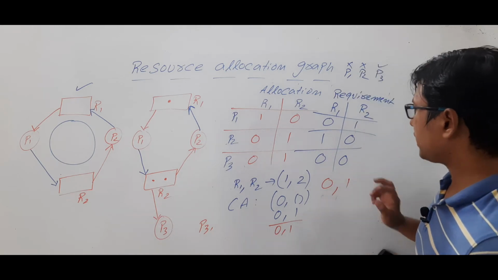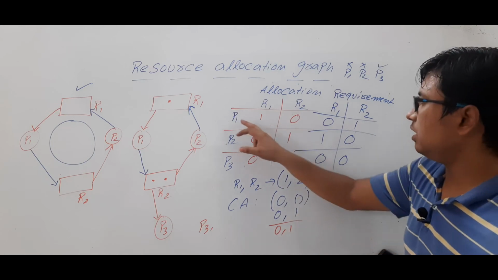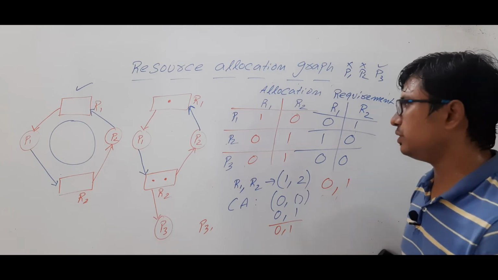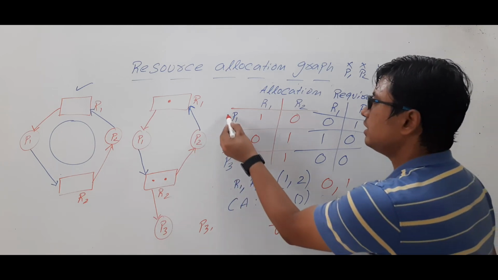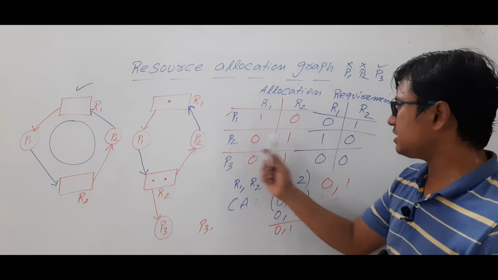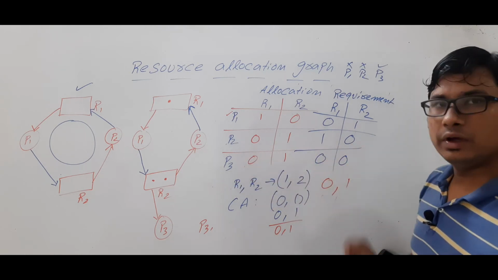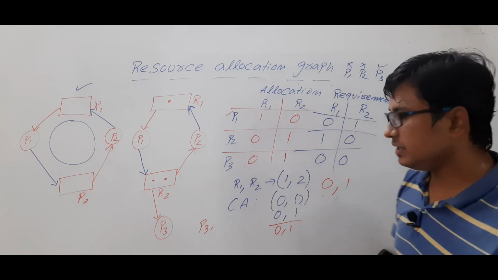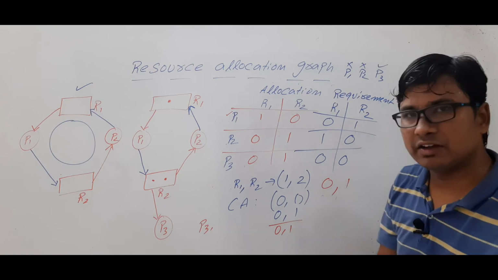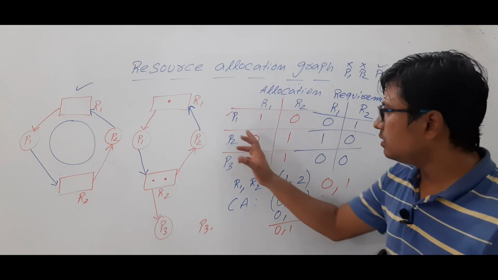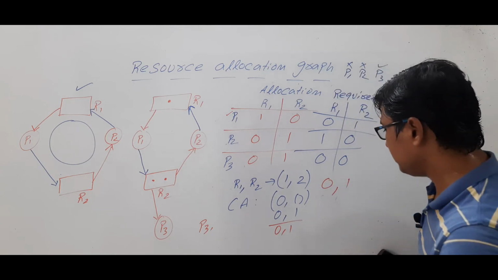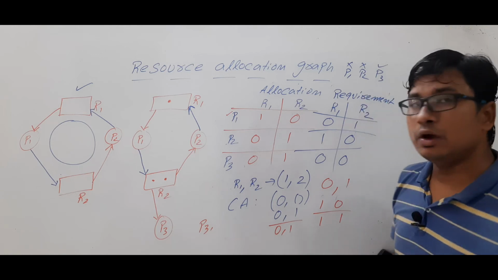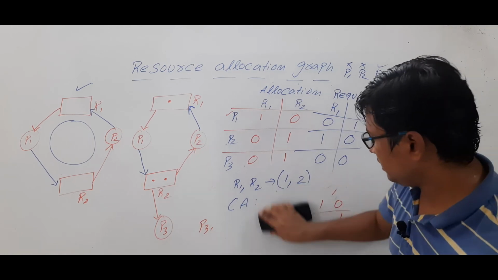Look at the current availability and can we satisfy the need of process P1 or not? The need is 0 and 1, and the availability is also 0 and 1. So we can satisfy the requirement of process P1. Can we satisfy the need of process P2? No. Am I right? Because it is requesting for resource R1, we don't have. So if I allocate the requirement 0 and 1, the process P1 will complete its task and it will release the resources, which is 1, 0. So the current availability will be 1 and 1. Okay, are you able to understand?